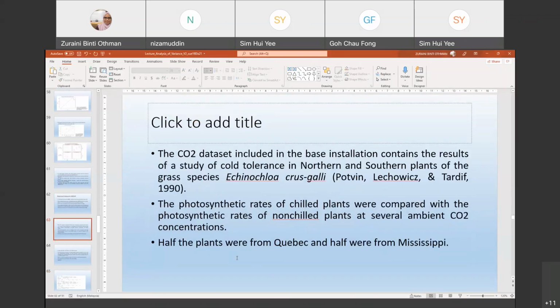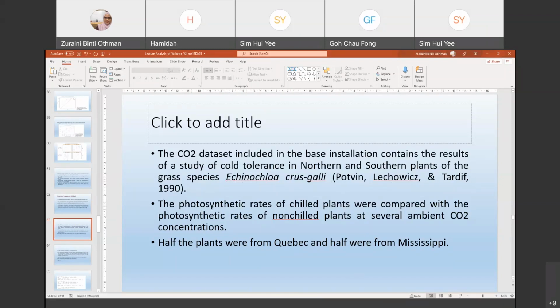Then here we have the carbon dioxide dataset, the CO2 dataset, included in the base installation. It contains the results of a study of cold tolerance in northern and southern plants of the grass species Echinochloa crus-galli. This research is from Potvin, Lechowicz, and Tardif, 1990.